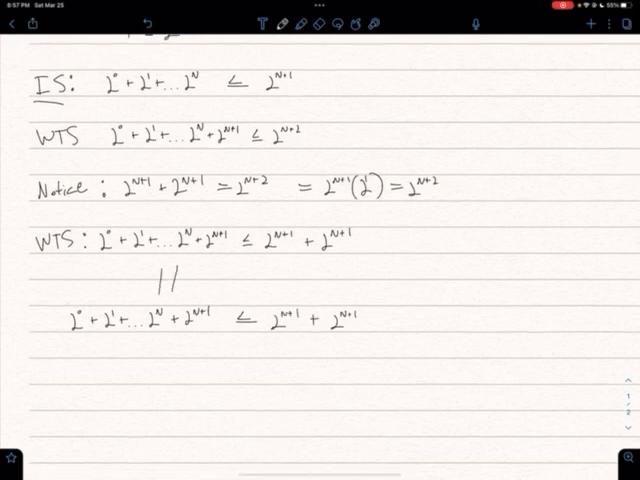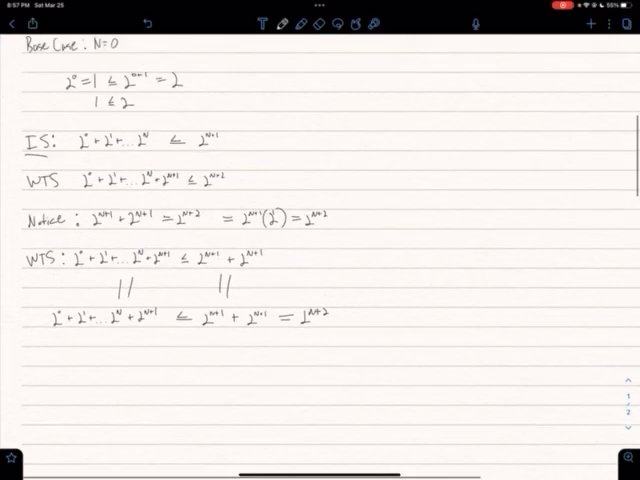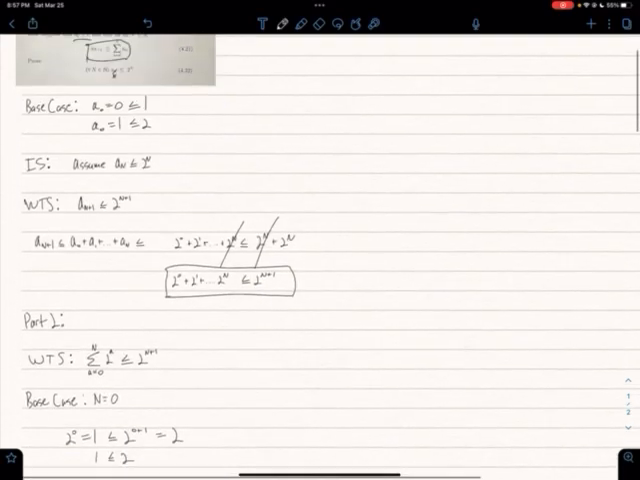Yeah, so this is exactly what we want to show. These two are equal and these two are equal. And adding the same thing to each side preserves the inequality. We know again that this is just 2 to the n plus 2. Yeah, so we did everything we wanted.